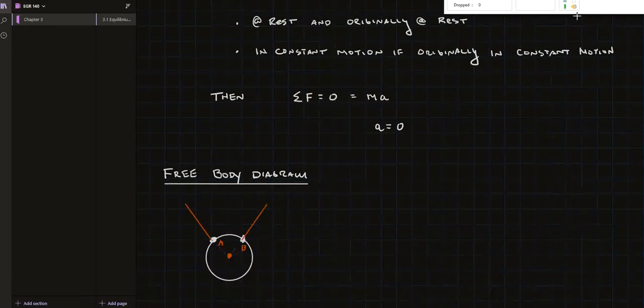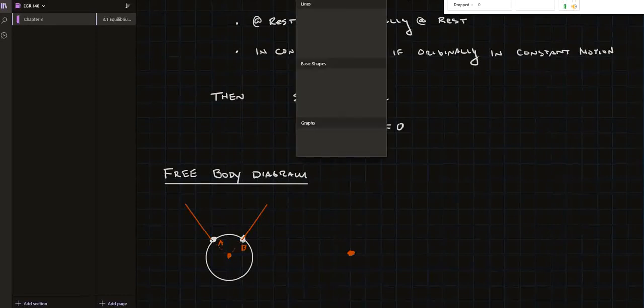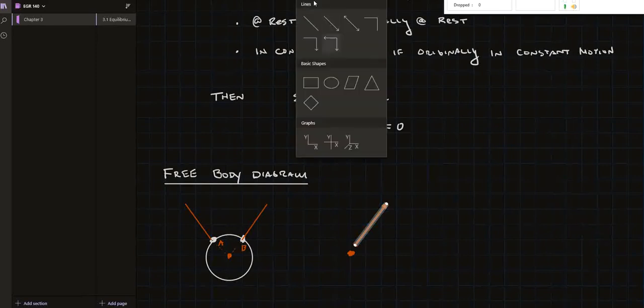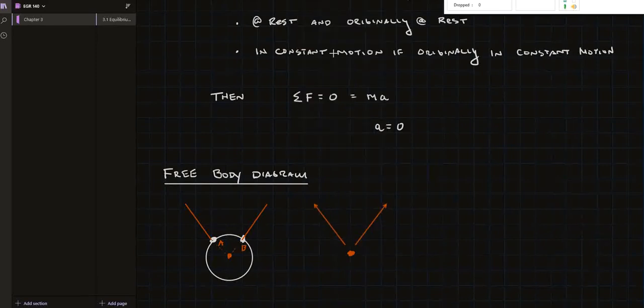So let us say I have a weight hanging, a circular weight, hanging by two ropes connected at A and B. And I want to figure out the forces on this thing and draw it in a free body diagram. Well, I could draw this like this. I'll have a force vector in this direction, and a force vector in this direction. This guy maybe I'll call the tension B. This guy probably tension A.